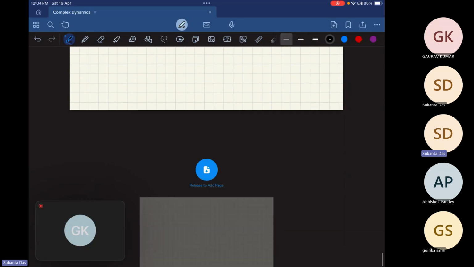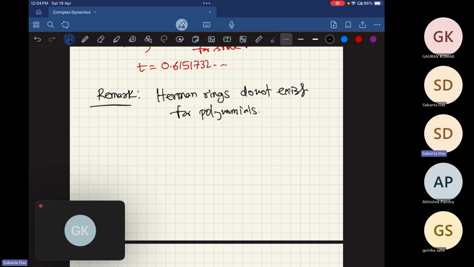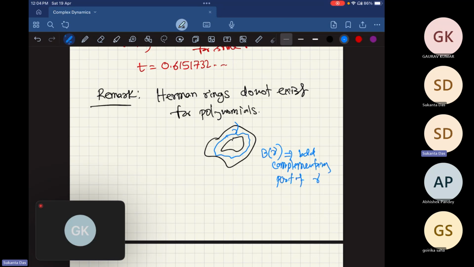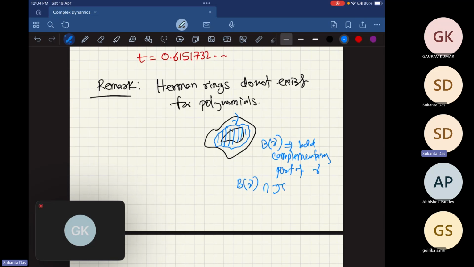If one is interested, one can go with the proof. If you consider a Herman ring, a doubly connected Fatou component, then you can always consider a Jordan curve gamma such that B gamma, the bounded complementary part, intersects the Julia set of this polynomial, because the boundary of this Fatou set is the Julia set in this case. So it will always intersect the Julia set.